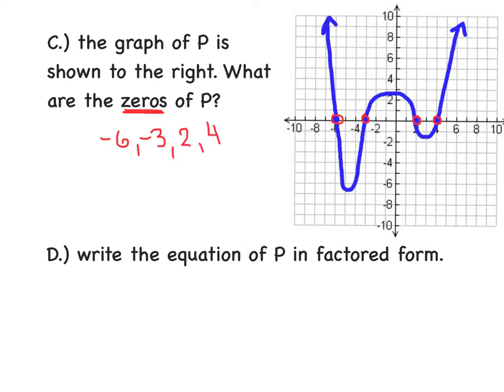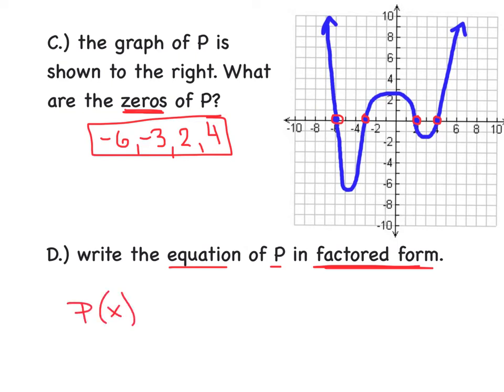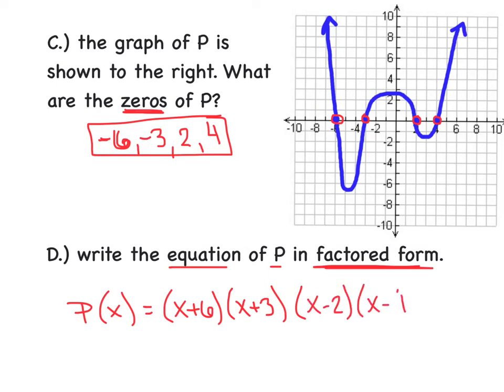Now they said, can you write an equation for p that's in factored form? And it's all based on knowing who the zeros are and the connection between a zero and a factor. So I said p of x is going to be x plus 6, corresponding to the minus 6. And then it's going to be x plus 3, x minus 2, and x minus 4. And if we had time, we could use the distributive property to multiply all of these factors out, and the answer would again agree with the original function that we started the problem with.